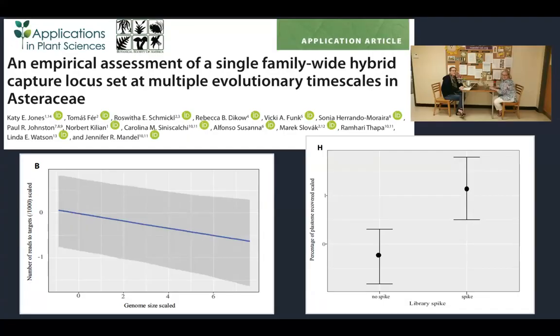Okay, so just a few other things that we've been able to do with these data. Dr. Katie Jones was a visiting postdoc in our lab in 2016, and she did a study where she basically took anyone who had used the comp probes for whatever group, and she did a really nice assessment of the probe set and its ability to resolve relationships at multiple timescales, across genera to tribes, for example, and just found some cool things from that. Genome size was negatively correlated with number of reads.